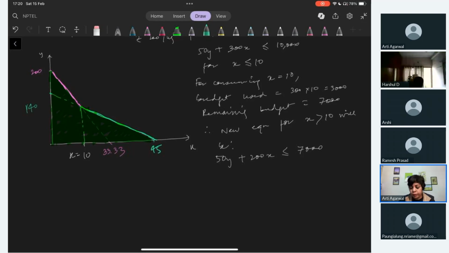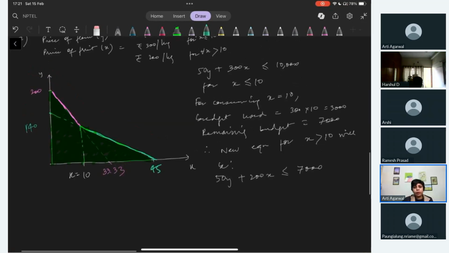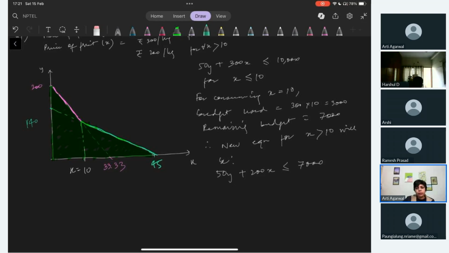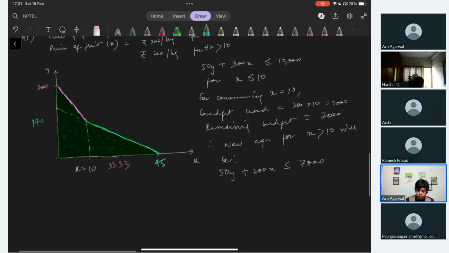Yeah, so it will be 45 because what we have done is we have already calculated it based on the other equation for x less than or equal to 10. And in this particular segment, from here, we are calculating it for x greater than or equal to 10.